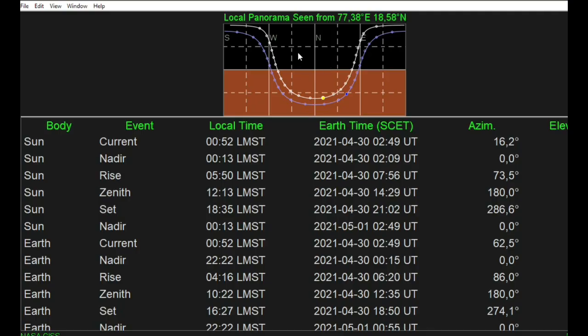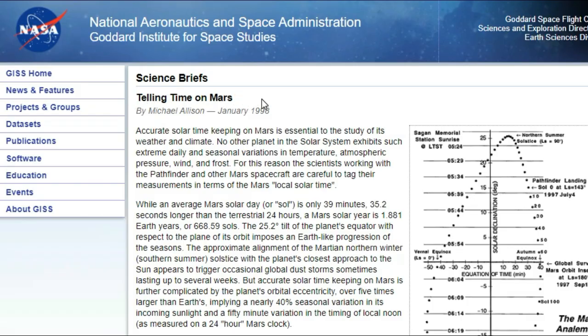It's dark here. No daylight to film the helicopter. Telling time on Mars. Yeah, you're telling me.